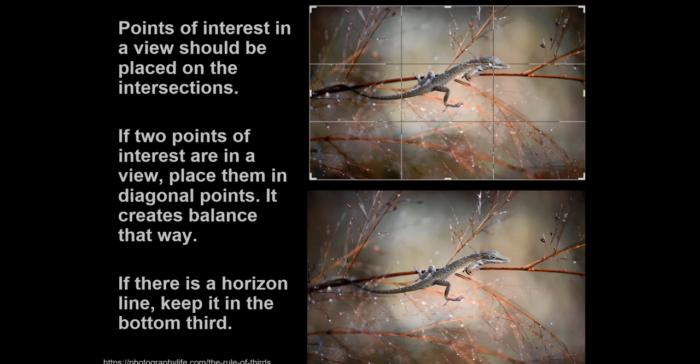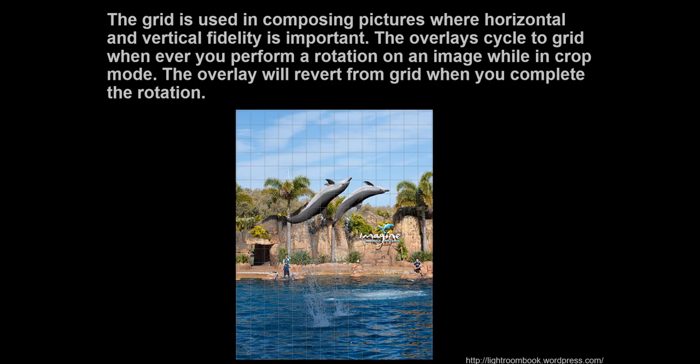So if you've got more than one point of interest, make sure they hit those third spots, because your eyes will typically go there. And if it's the horizon, they also suggest you keep the horizon in the bottom third. That's typically what you'd want to see. All right, the grid was another option. So the rule of thirds is one of them. Grid is another option. In this case, it just keeps us visually knowing what's vertical and what's horizontal.